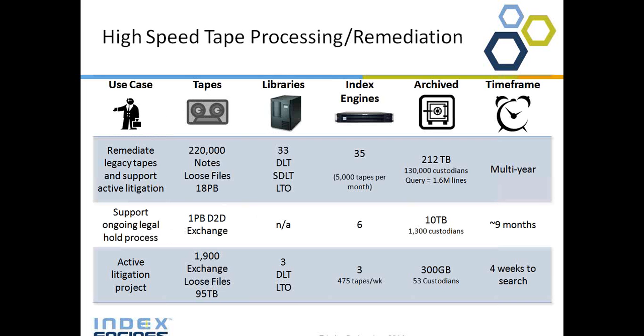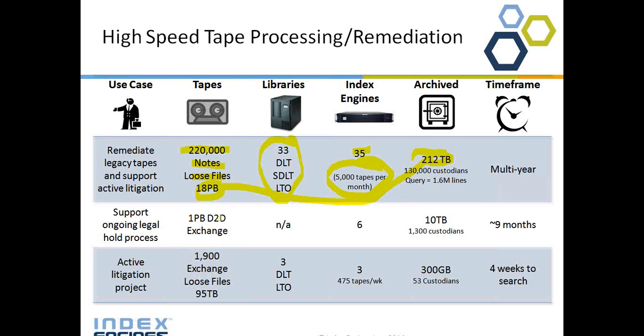Some examples of the projects that we have in place are significant. The first one I mentioned is a couple hundred thousand tapes that are Lotus Notes and loose files, about 18 petabytes of data. There are 33 DLT, SDLT, and LTO libraries and 35 Index Engines. The processing is now about 5,000 tapes per month, so it's a very fast and efficient factory that's been built to process those tapes. What they're archiving from those 18 petabytes is just 212 terabytes of user mailboxes.